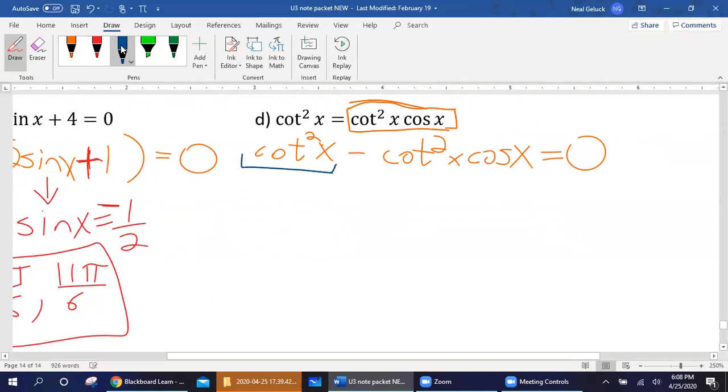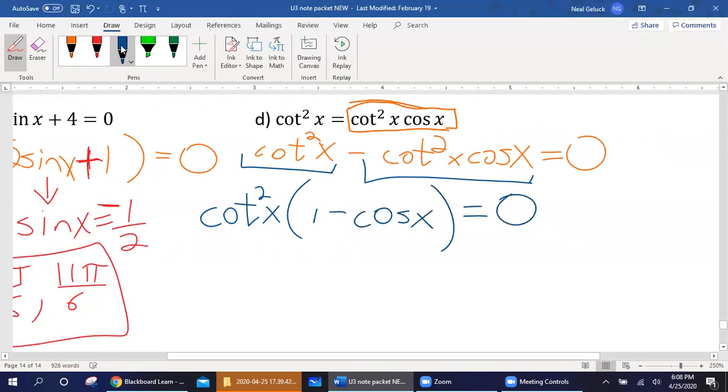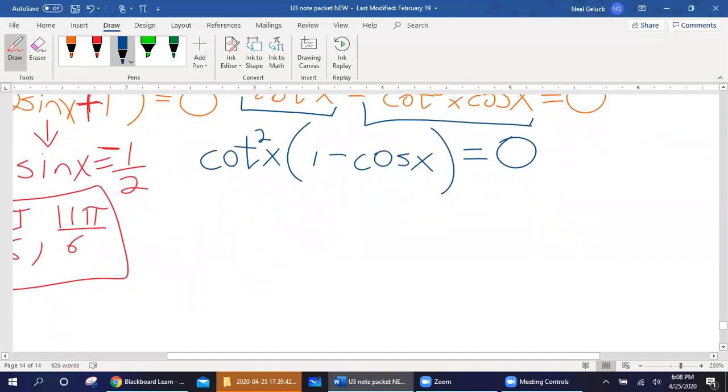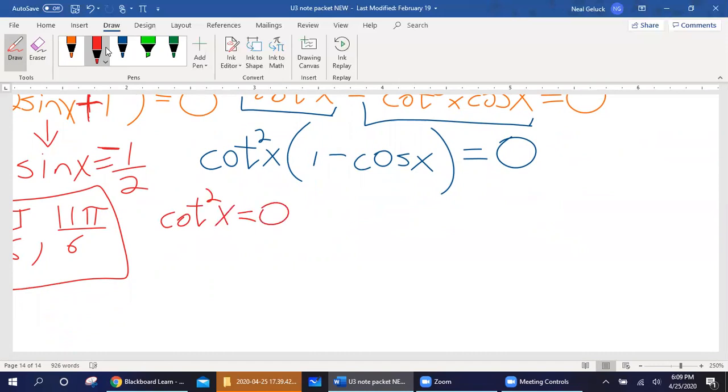So I can subtract it, and instead of dividing cotangent squared, I factor it out. So I have two terms. They have a common cotangent squared. If I factor that out, that would leave me with 1 minus cosine. And so if cotangent squared equals 0, we're covered. Or if cosine equals 1, we're covered.